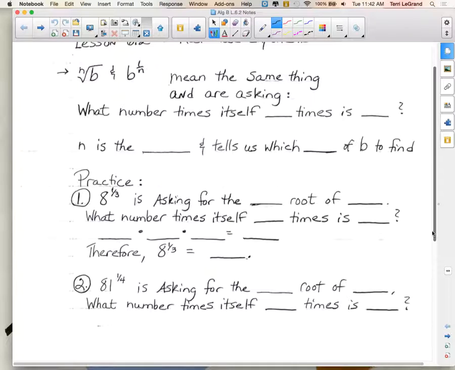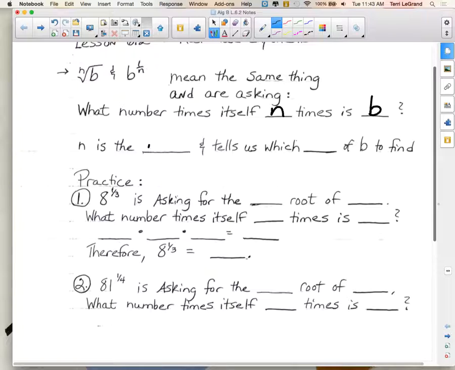When we have this little n up here in the crook of a radical sign, and then a b underneath it, this is read the nth root of b. And if it's b to the 1/n power, they really mean the same thing. No matter whether it's written with the radical sign or with a rational exponent, it's asking what number times itself n times is b. What number times itself n number of times would get you to b?